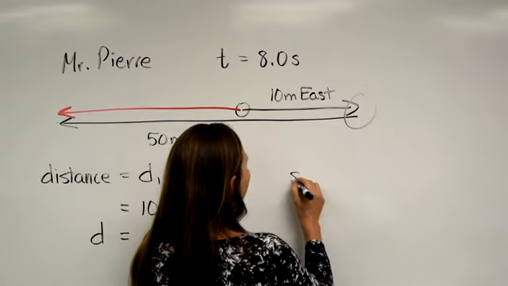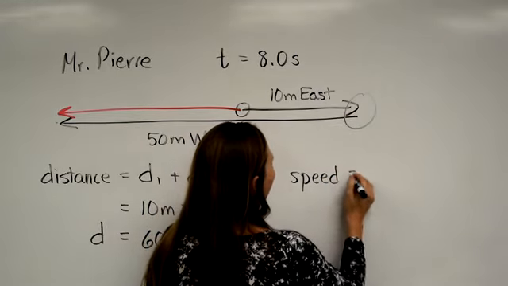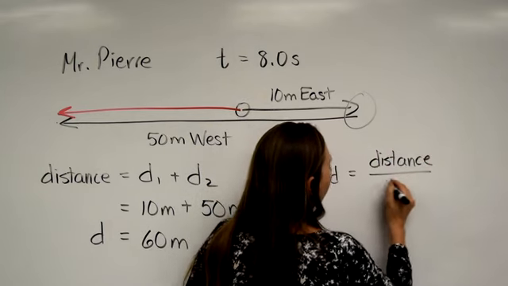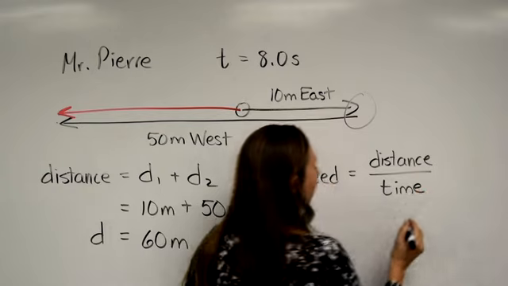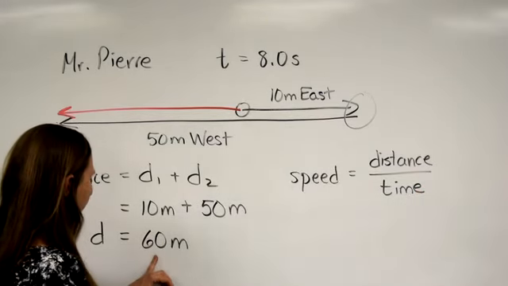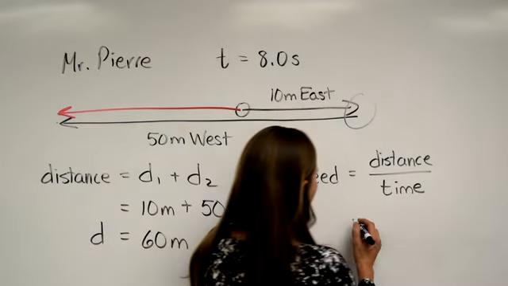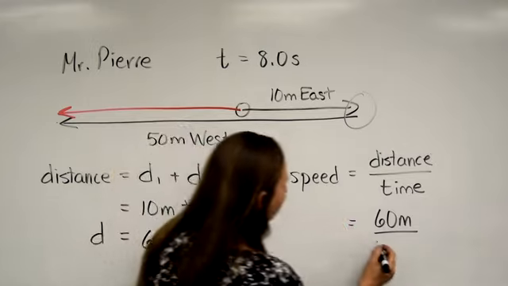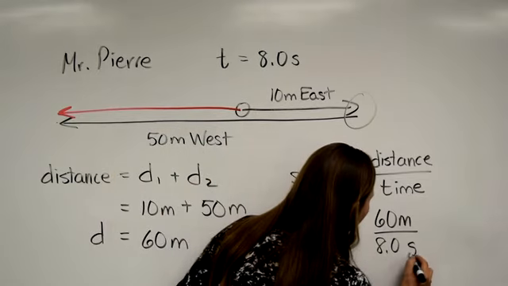So his speed is going to be his distance divided by the time that it took. Speed is going to be distance over time. The distance he covered was 60 meters. So we've got 60 meters divided by the time it took, 8 seconds.